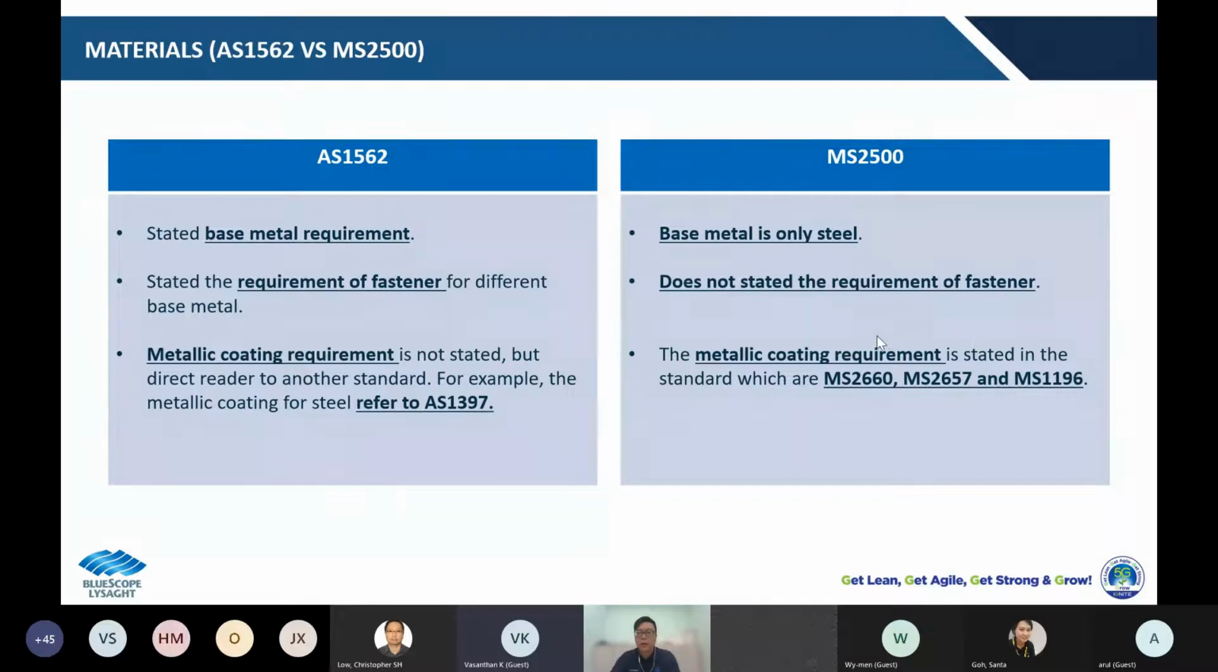All right, and similar to AS 1562, MS 2005 also directs the reader to understand the metallic coating requirement according to different standards, which are MS 2660, MS 2657, and MS 1196. So I will cover the important requirements from each standard that are related to steel so that it can help you to choose the right specification when you use steel cladding in your project.